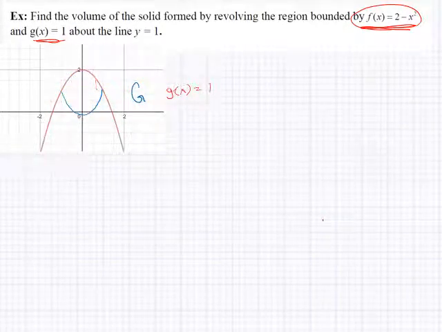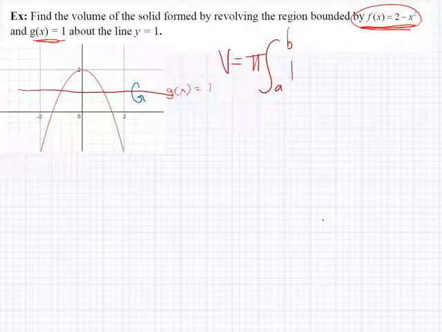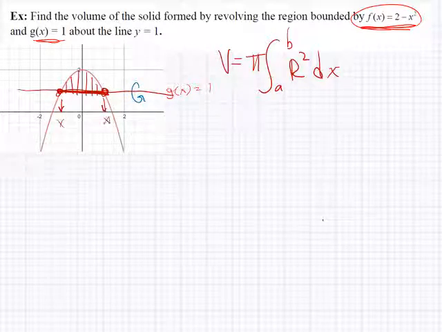Let's clean this up a little bit. So what I need to do is the disk method. Well, again, the formula would be pi integral from a to b of r squared, again, dx. Because I said, vertical rectangles seem to make the most sense here in this picture. All right, so we need our width. Our width would be the total width for which this thing spans. So from here to here, I would need to figure out what those values are as they relate to the x-axis.